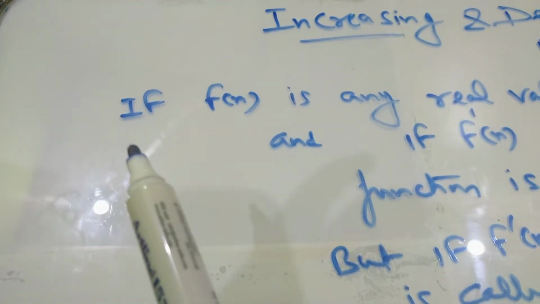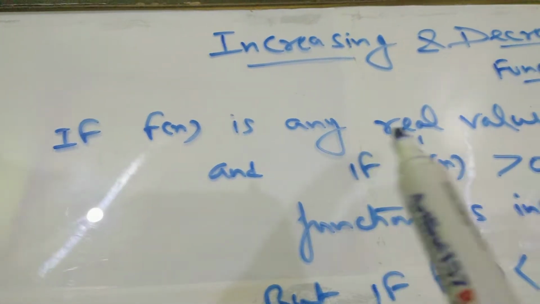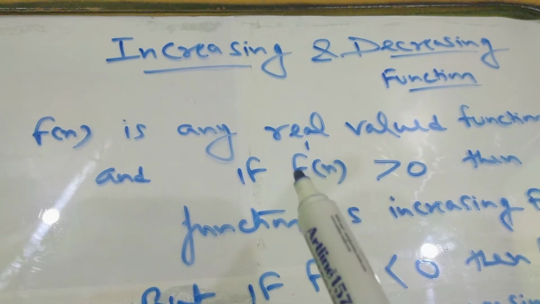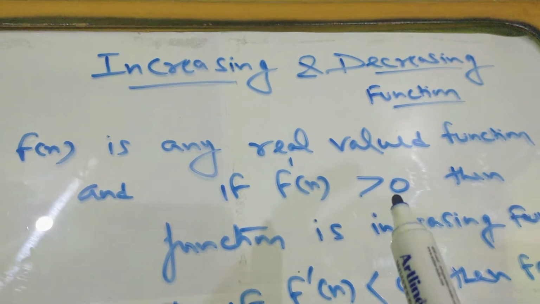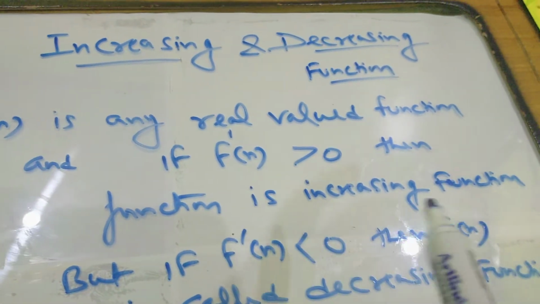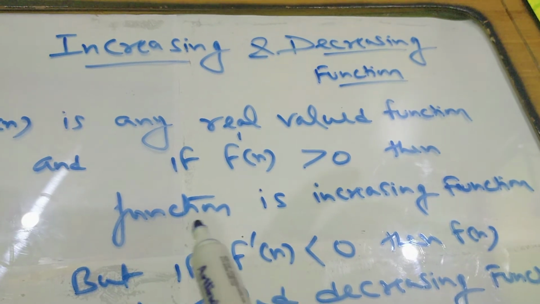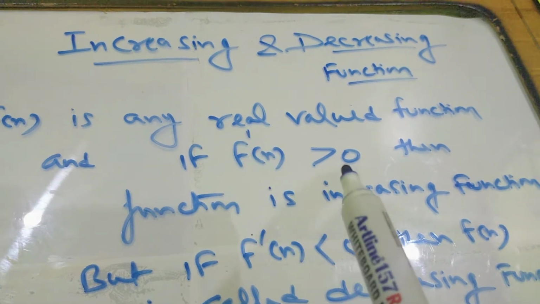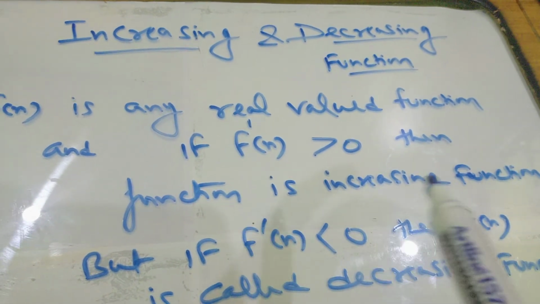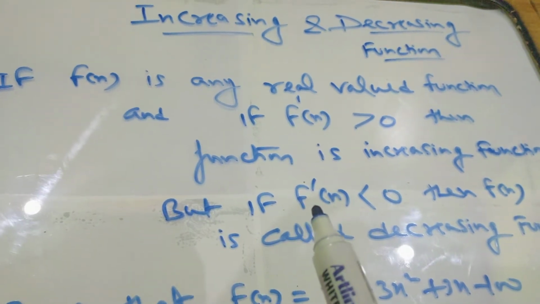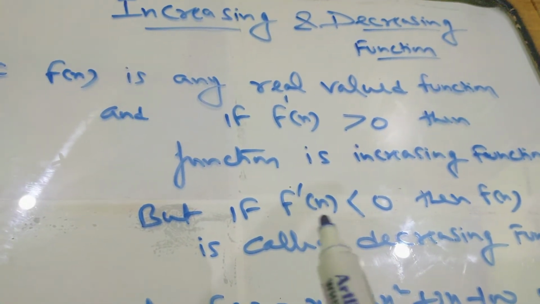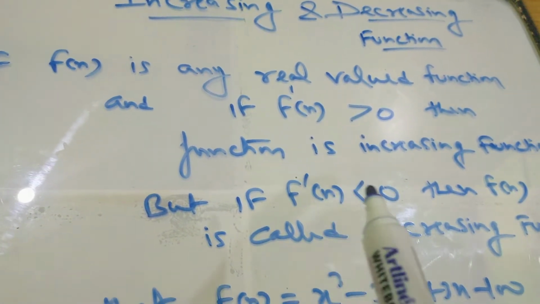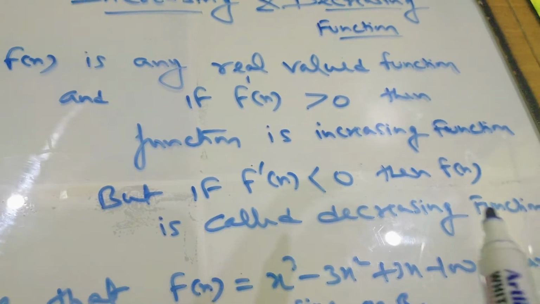According to the definition, if f(x) is any real valued function and f dash x, the differentiation of f(x), is greater than 0, then the function is said to be an increasing function. If you want to prove the function is increasing, you must prove that the differentiation of the function is greater than 0. But if f dash x is less than 0, meaning negative, then you can say the function is a decreasing function.